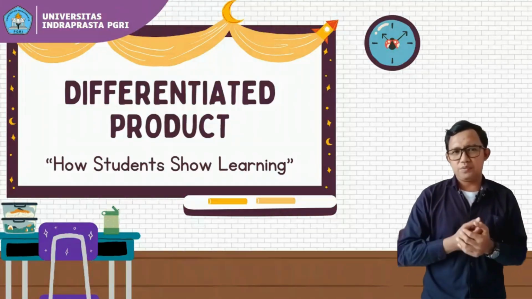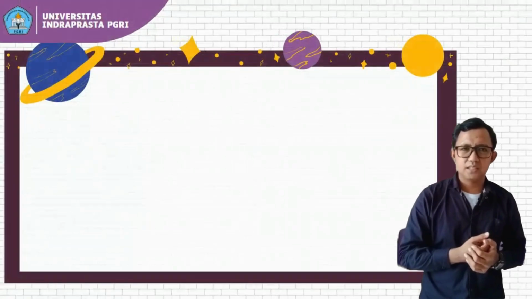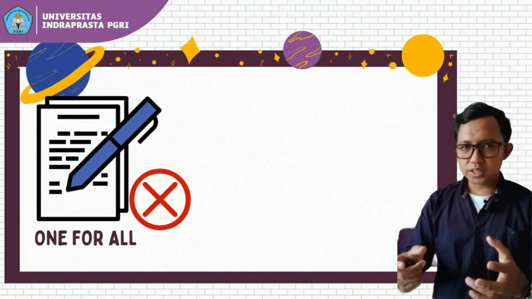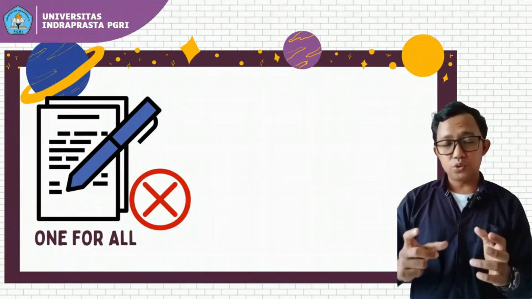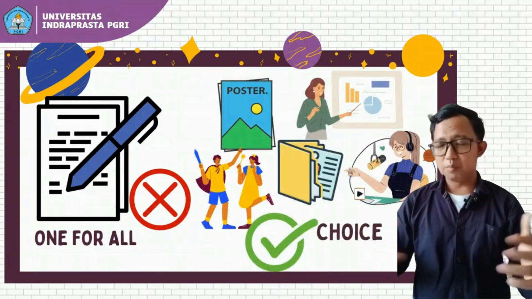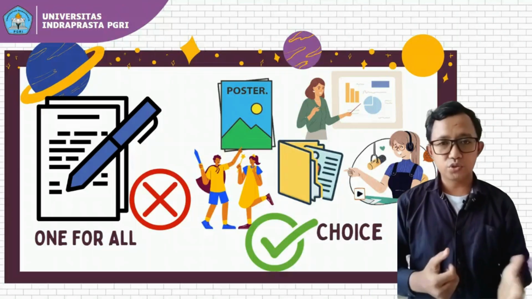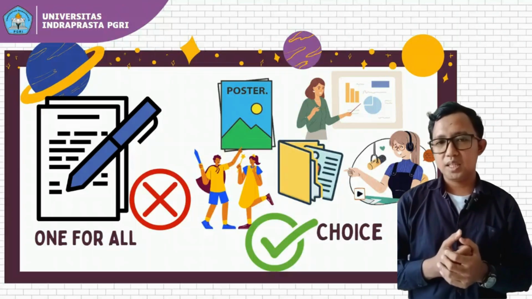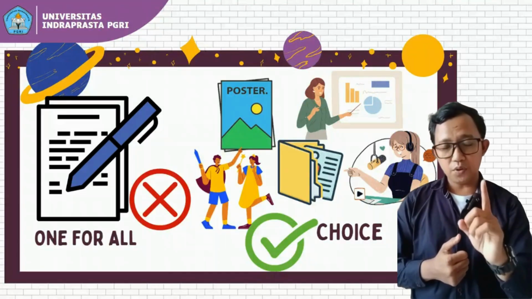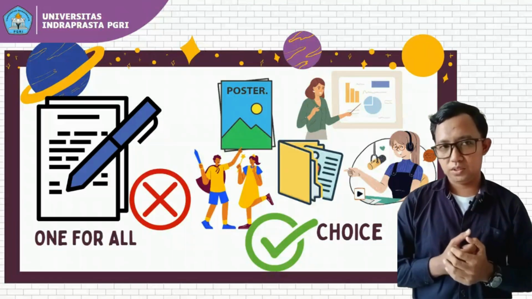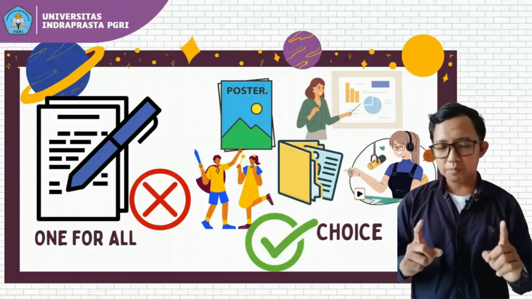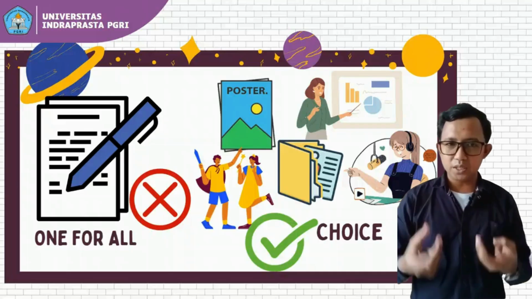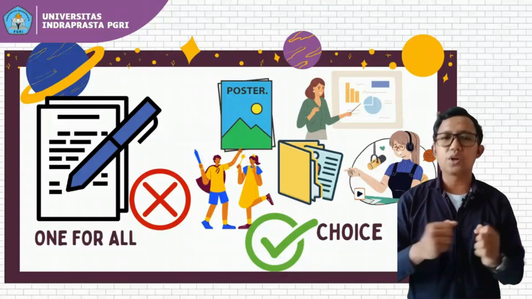Instead of giving everyone the same task, we can give them a choice of which product they want to make. For example, maybe portfolios, posters, infographics, or even podcasts, but it is still focused on the goals of the learning. Do not make other goals. Even though we make a variety of products, we still focus on the goal.